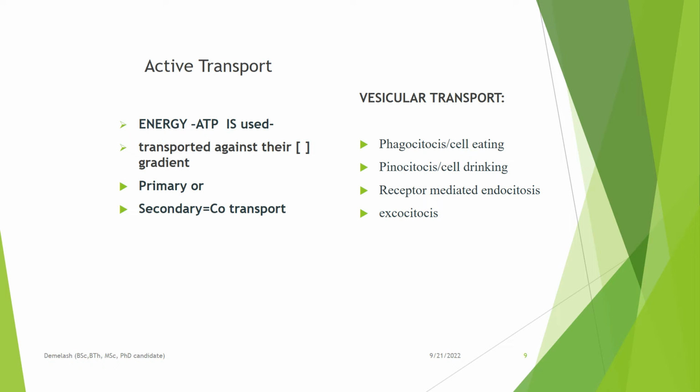Active transport is a transport that requires energy. The energy used is mostly ATP. Because it is transported against its concentration gradient, it is active, and it could be primary or secondary. The secondary is also called co-transport. So the basic routes of transport are phagocytosis, cell eating, pinocytosis, cell drinking, receptor-mediated endocytosis, and exocytosis.